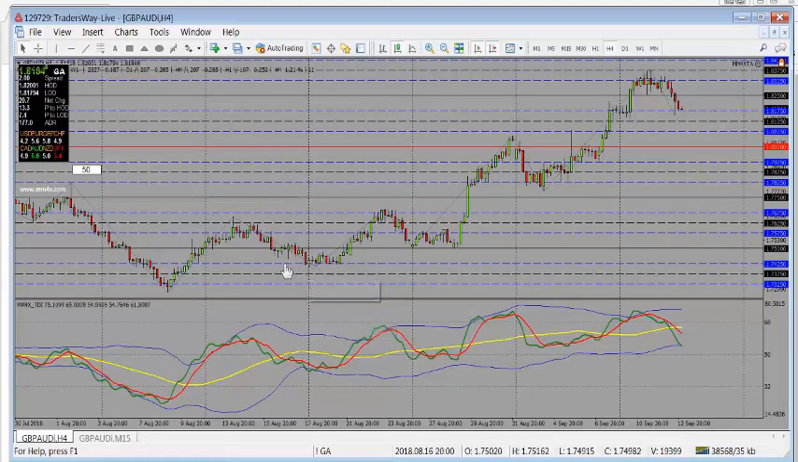So what do we do? Well, this is a four-hour time frame, and so this is about a two- or three-day time frame. Why not just buy the bounce off these numbers? Hide your stop loss right behind the numbers.